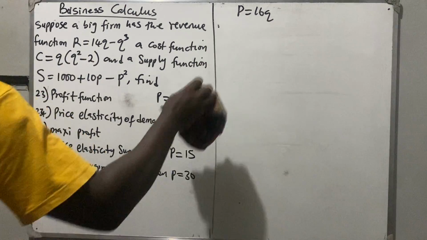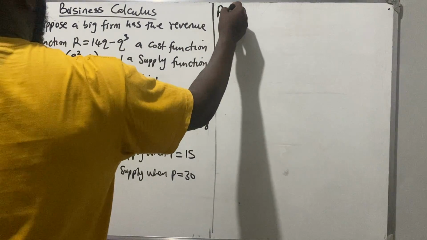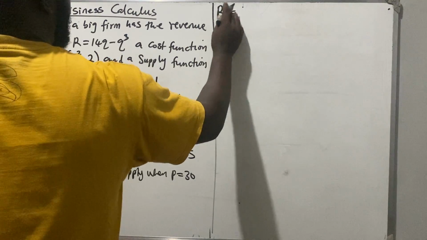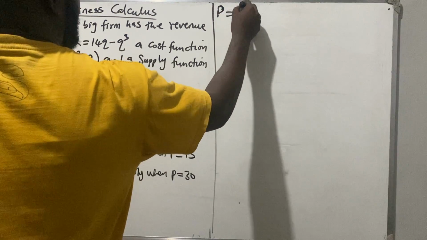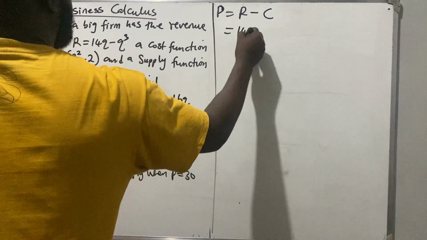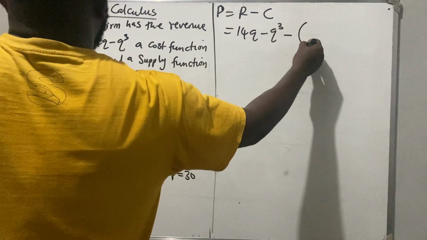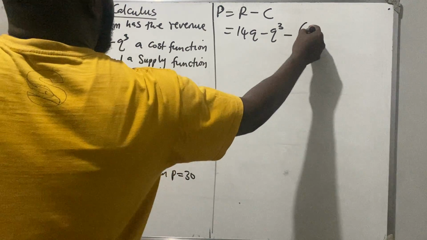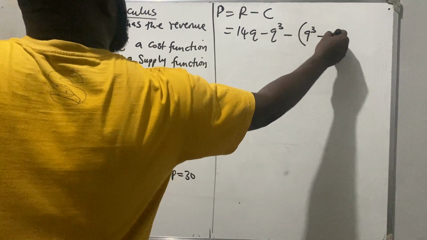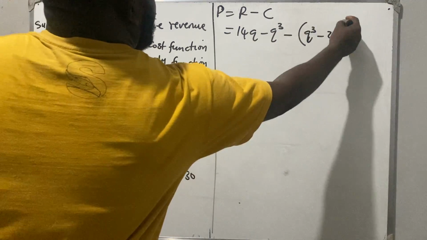No, sorry. Let's check again. Let's start afresh. Our profit is equal to R minus C. Okay, so our R is 14Q minus Q cube, then minus Q cube minus 2Q. It's correct now. Oh, sorry. I was the one that made the mistake.